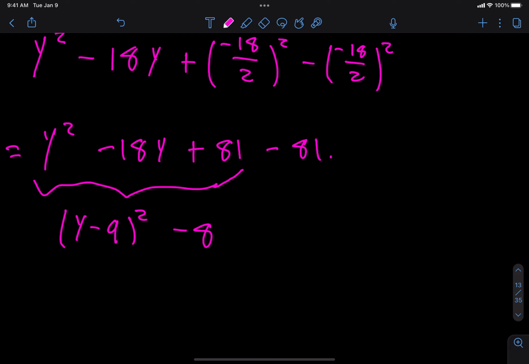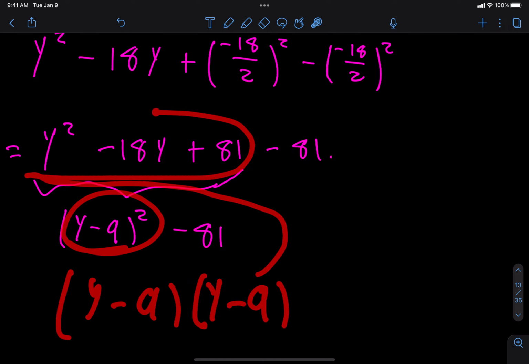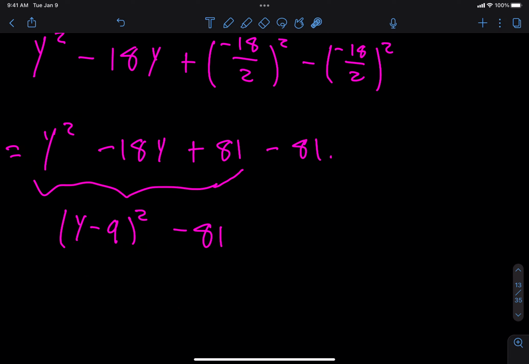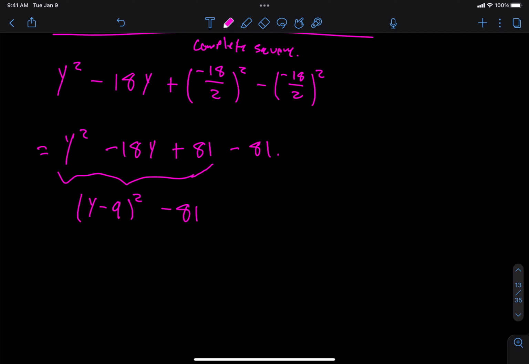But I think it's easy to see that it's going to, of course, be a square term because that's our goal, is to create a square term. So if you FOILed this, y minus 9 times y minus 9, then what would you get? You would get this. Okay? All right, so that's how we complete the square for this one. Any questions on this one?